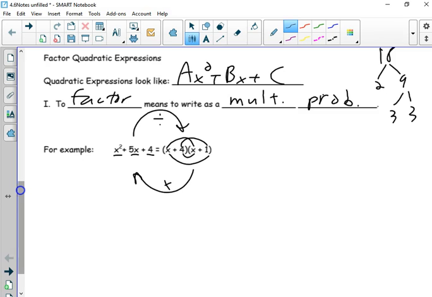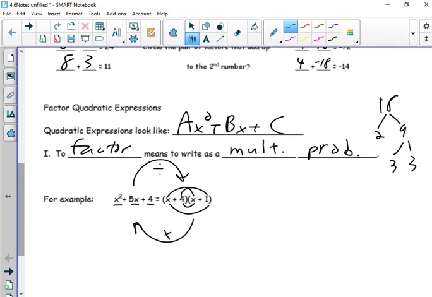Just like with the factor tree, 18 divides down, and if you want to get back to 18, what do you do? 3 times 3 times 2. You multiply to get back up. And it's just a circle.